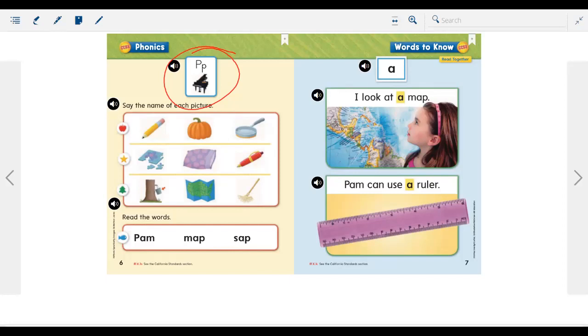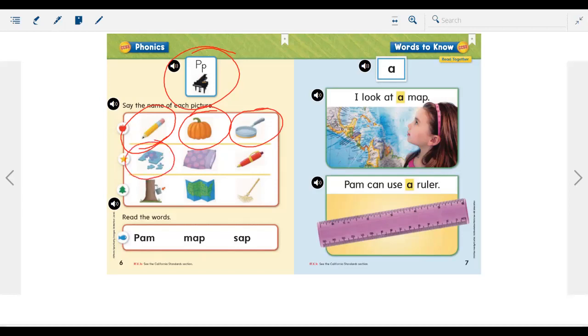Let's say the name of each picture. P, pencil. Say it with me. P, pencil. Do you hear the P at the beginning of pencil? P, pumpkin. Say it with me. P, pumpkin. P, pan. Say it. P, pan.